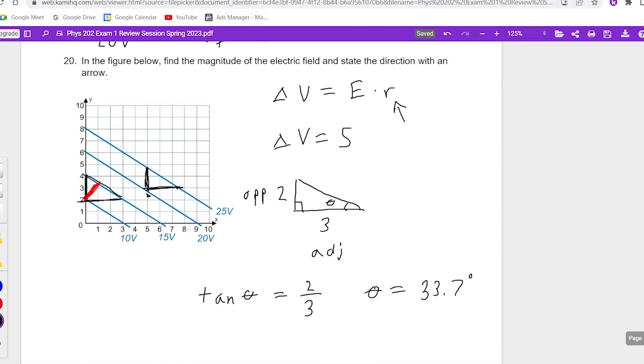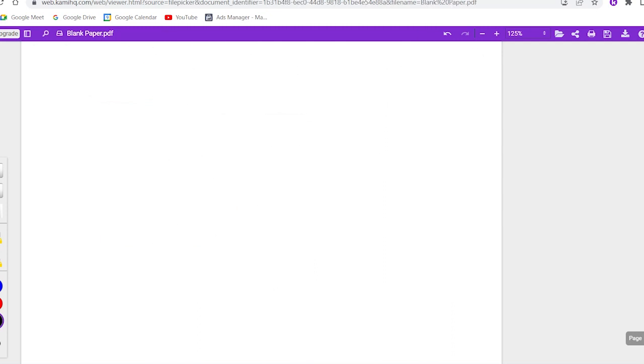Let me draw this triangle again now. So theta equals 33.7. Now let me draw this triangle again, but bigger. So what we just found is that this angle is 33.7 degrees. And now that's going to help me find this distance, because notice this distance is at a right angle here.